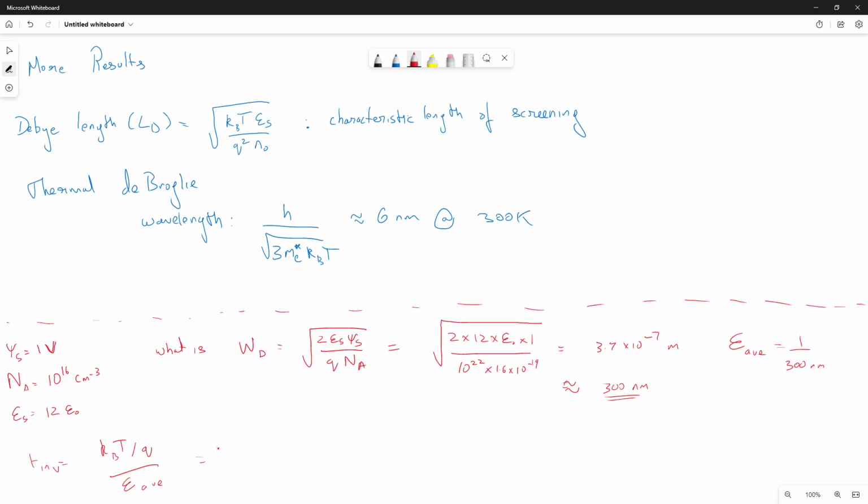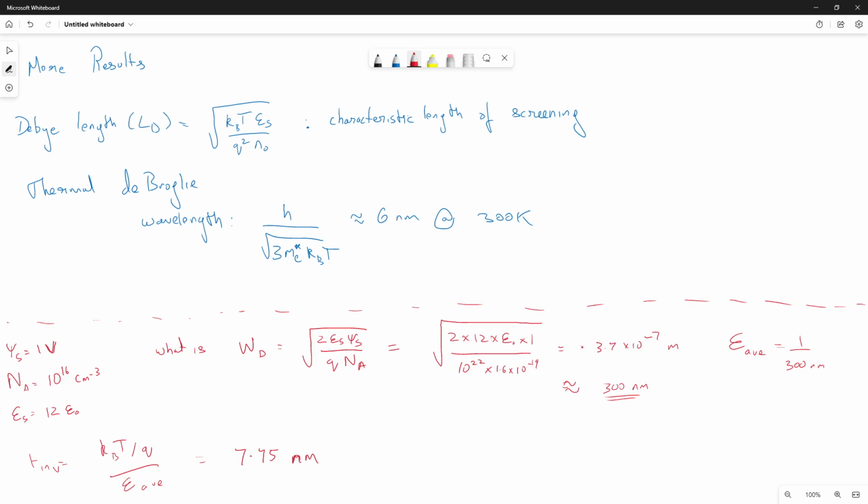Divided by, yes. So this is 1 by 300 nanometers. So when I divide that, 300 nanometers will go up, so I just have to multiply it by 300. So the inversion layer thickness, now we are talking, comes to 7.75 nanometers for this. I urge you to do these calculations on your own.